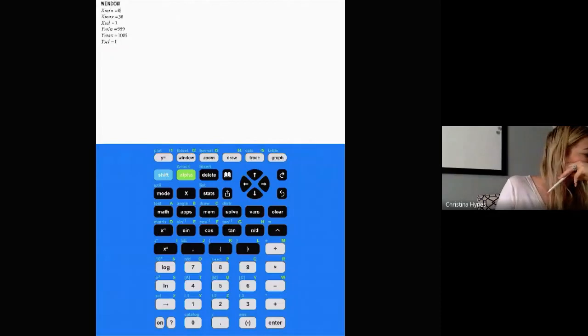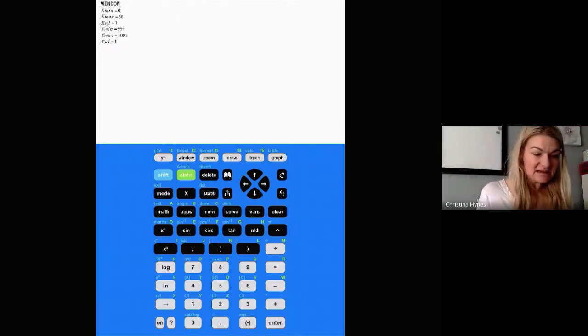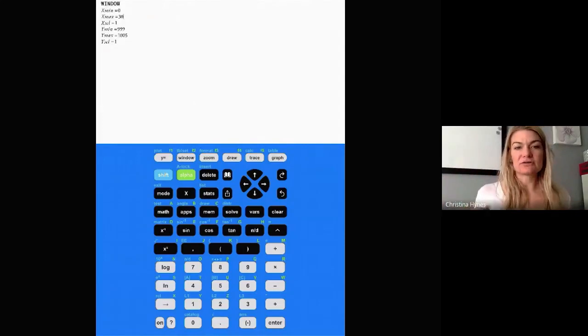With this dolphin, I'm saying what's time? Time is going to be x, so I'm going to go from 0 to... Time usually, it's not going to take long for a dolphin to jump in the air, and that's going to be in seconds.